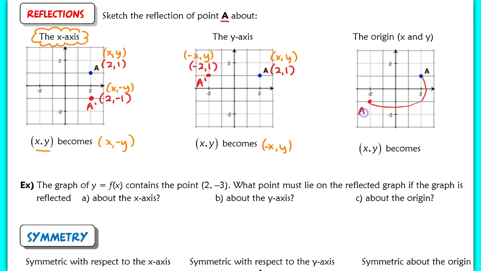So I'm going to write that as A prime here. And so let's take a look at our new coordinates. We have the point (2, 1), which now becomes (-2, -1). So as you can see here, the point (x, y) now becomes the coordinate (-x, -y). Okay, so (x, y) becomes (-x, -y) when we reflect about the origin.